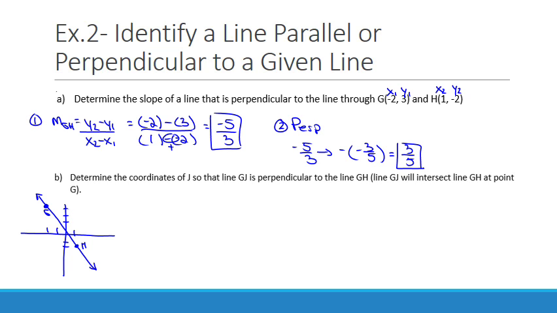They want to find another line that will intersect GH. So we're looking for a line that's going to go through G. We're going to have this point J somewhere. I don't know where J is. It's going to meet so that it meets at a 90-degree angle. So that's what we're looking for, this J coordinate. So determine the coordinates of J so that GJ is perpendicular.